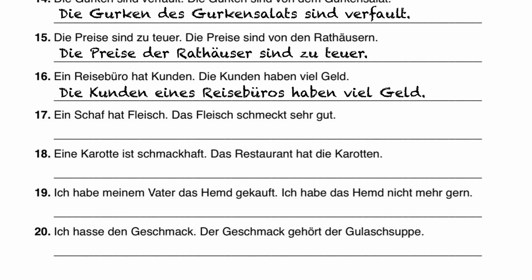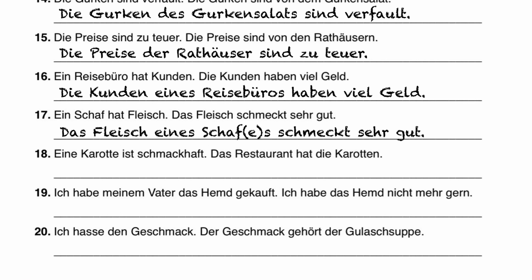Nummer 17. Ein Schaf hat Fleisch. A sheep has meat. Das Fleisch schmeckt sehr gut. The meat tastes really good. So we want to say, the meat of a sheep tastes very good. Das Fleisch eines Schafes schmeckt sehr gut. In this one, it could also be Schafes or Schafs. Either way is acceptable according to Duden. However, I personally would probably just say Schafs. It just sounds easier to say. Again, I'm not real sure why, just a personal preference.